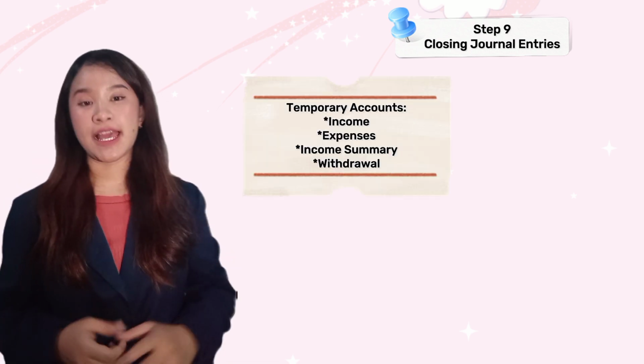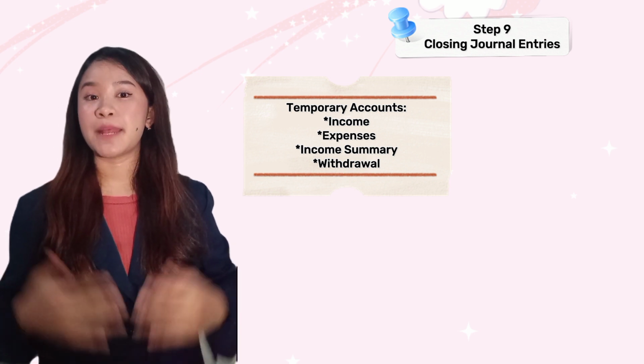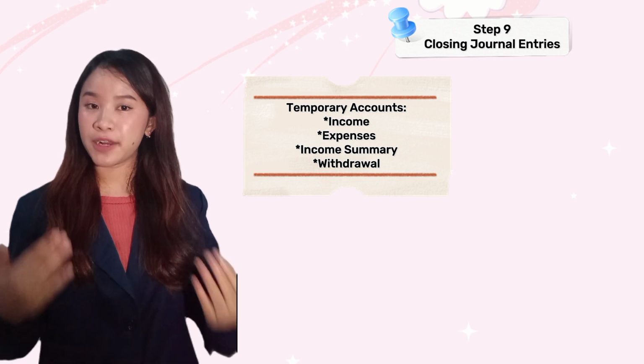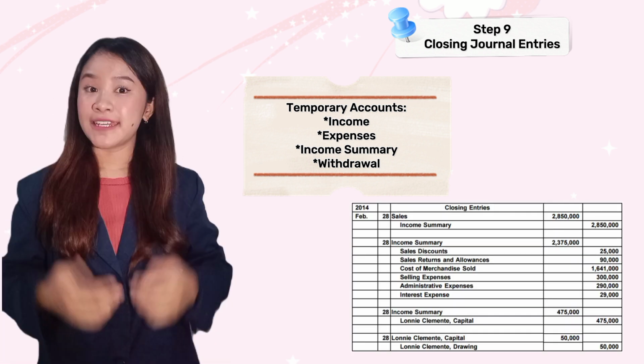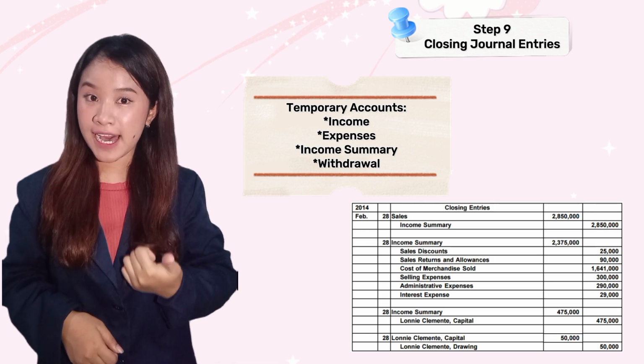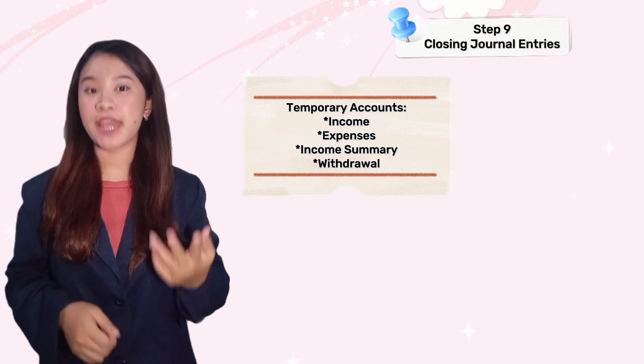The ninth step is making closing journal entries. Closing journal entries are journal entries posted at the end of the accounting period to close temporary accounts to a zero amount. The accounts that are closed are the four temporary accounts, which are income, expense, income summary, and withdrawals.